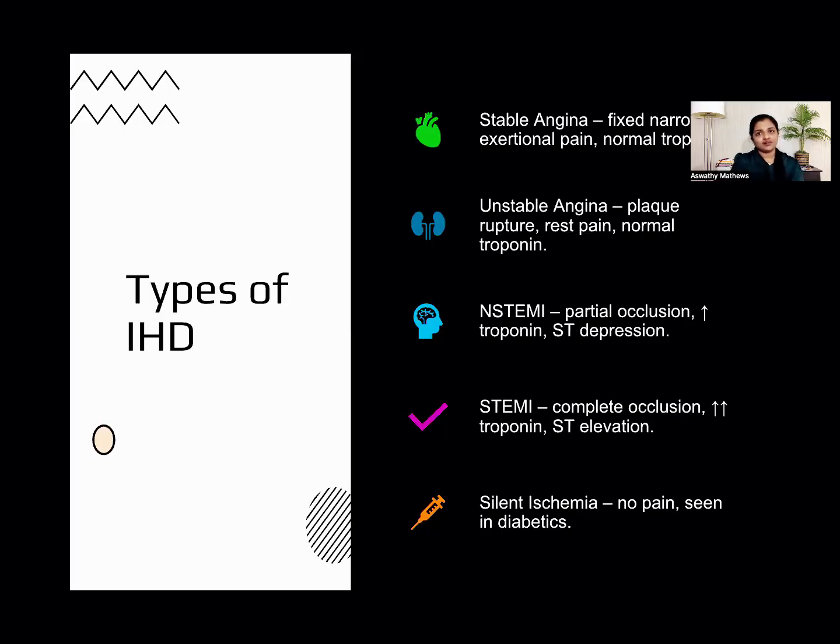This is what I have already discussed. A stable angina is a fixed narrowing, so it doesn't aggravate with rest. It's only aggravated with exertion, and there won't be any significant EKG findings. The alarm signs we take into consideration, in a STEMI or NSTEMI, are troponin elevations. That's the basic thing that differentiates an angina from a STEMI.